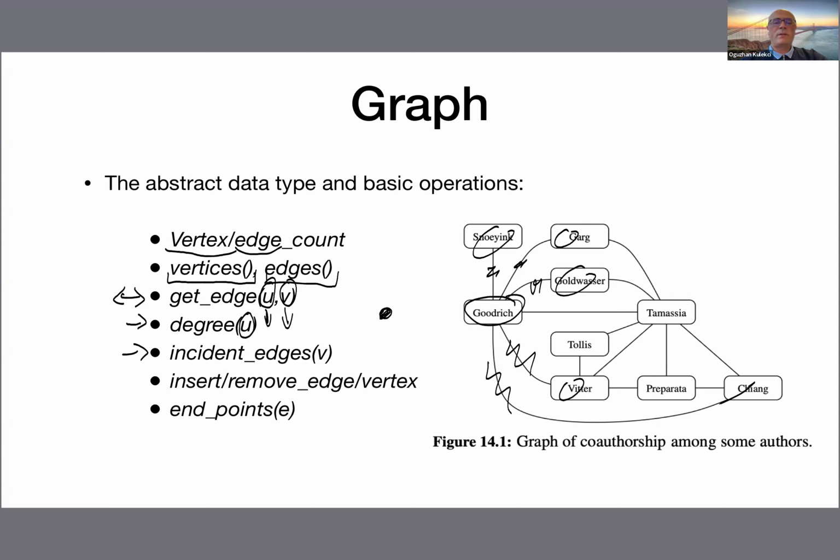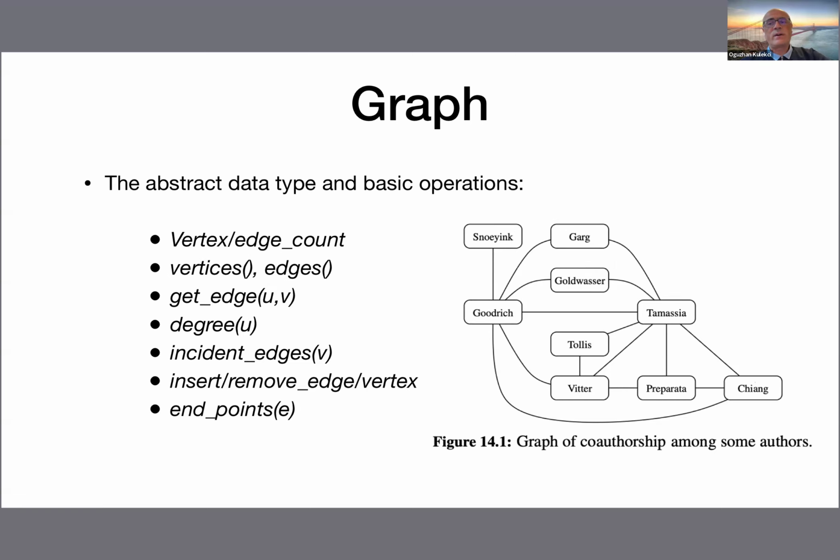Surely I may need to insert or remove some edges, some vertices. Given an edge, let's say this is my edge, which are the endpoints? What are the vertices this edge is connecting? In this case, this one and this one. So this is another important operation. And these operations are supported with different efficiencies with different graph representations.